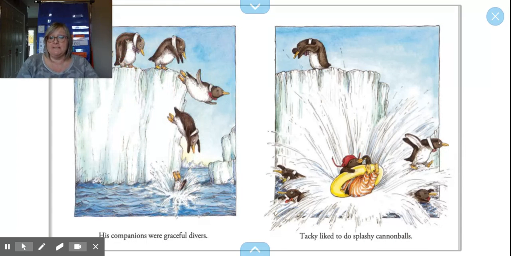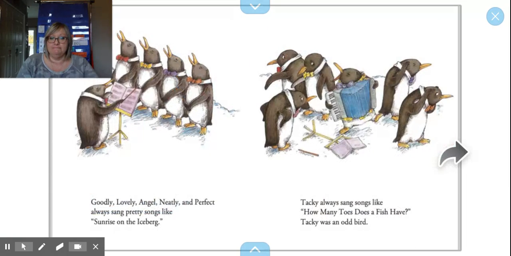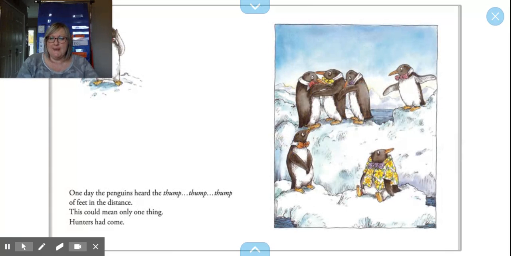His companions were graceful divers. Tacky liked to do splashy cannonballs. Goodly, Lovely, Angel, Neatly, and Perfect always sang pretty songs like Sunrise on the Iceberg. Tacky always sang songs like How Many Toes Does a Fish Have? Tacky was an odd bird. One day the penguins heard the thump, thump, thump of feet in the distance. This could mean only one thing. Hunters had come.